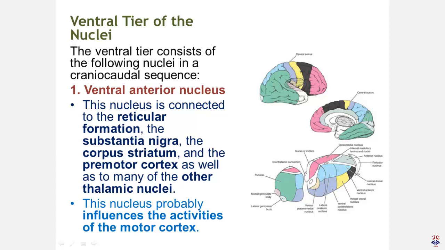This is the motor cortex. This is the central sulcus, as well as to many other thalamic nuclei. And if we see the function of this nucleus, it probably influences the activities of the motor cortex.